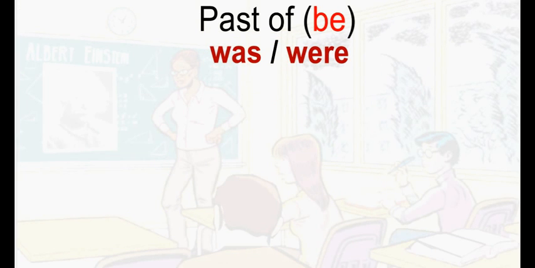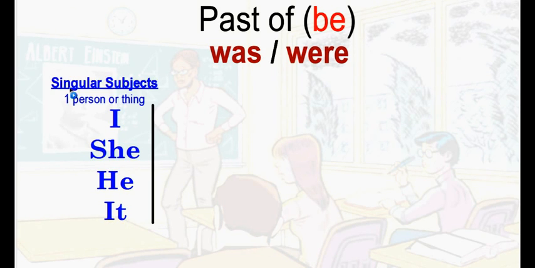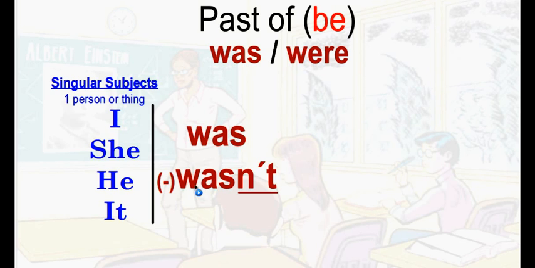Okay, now it's time for today's grammar. And today's grammar is the past of be, was and were. Now, for the subjects I, she, he, and it, the singular subjects, one person or one thing, we use was and the negative wasn't. Was and wasn't for the singular subjects I, she, he, and it.